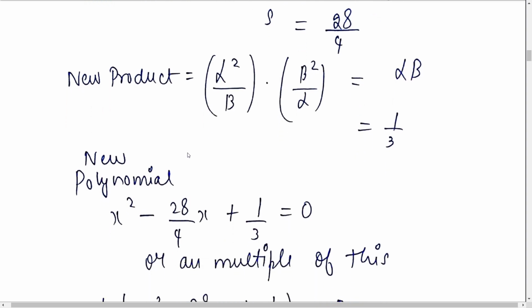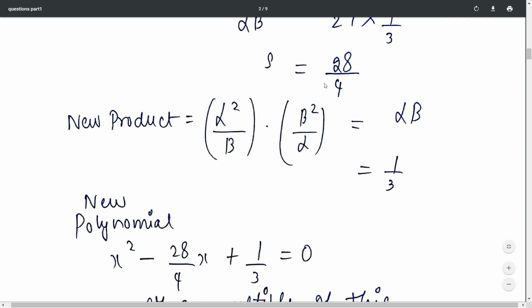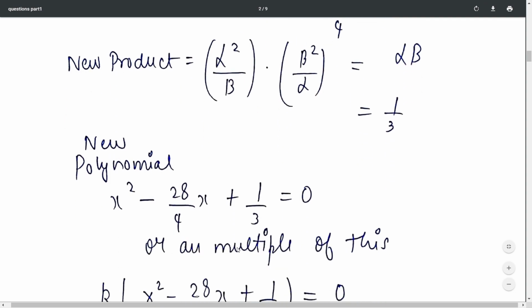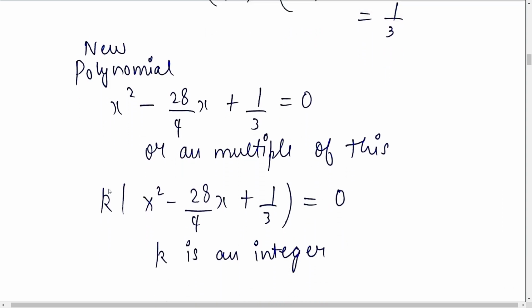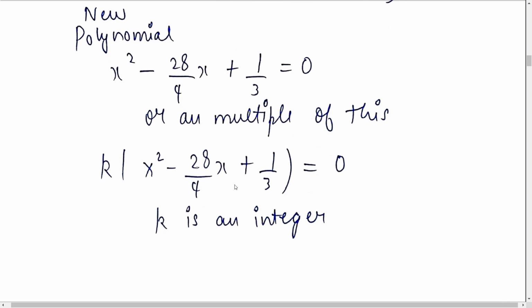So the new polynomial will be x square minus sx plus p. S is 28 by 9 and p is 1 by 3. So this is the polynomial, or any multiple of this can be the required polynomial. Why? Suppose I have multiplied with 2, then also the polynomial will be equal to 0 only. If I multiply with 100 also, then also the roots will be the same, because this will get divided by 100 and become 0, right?